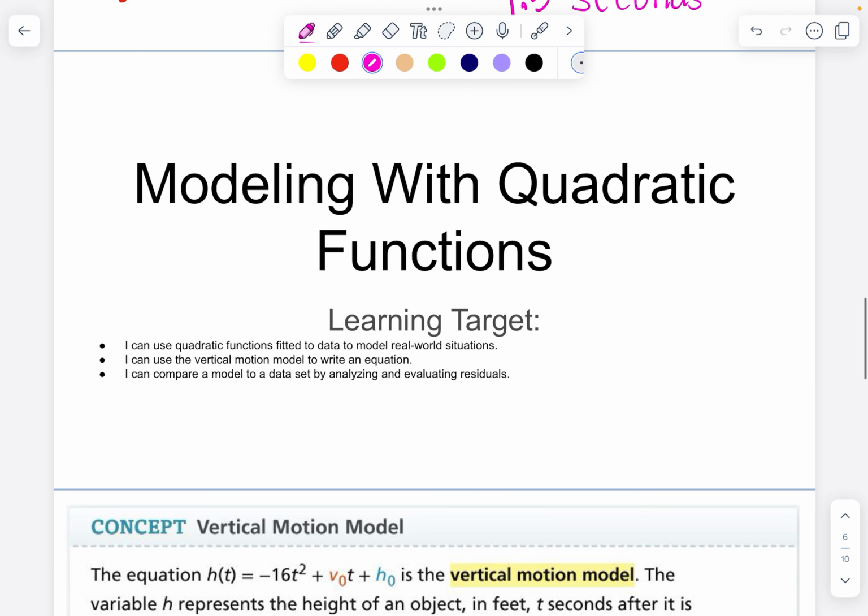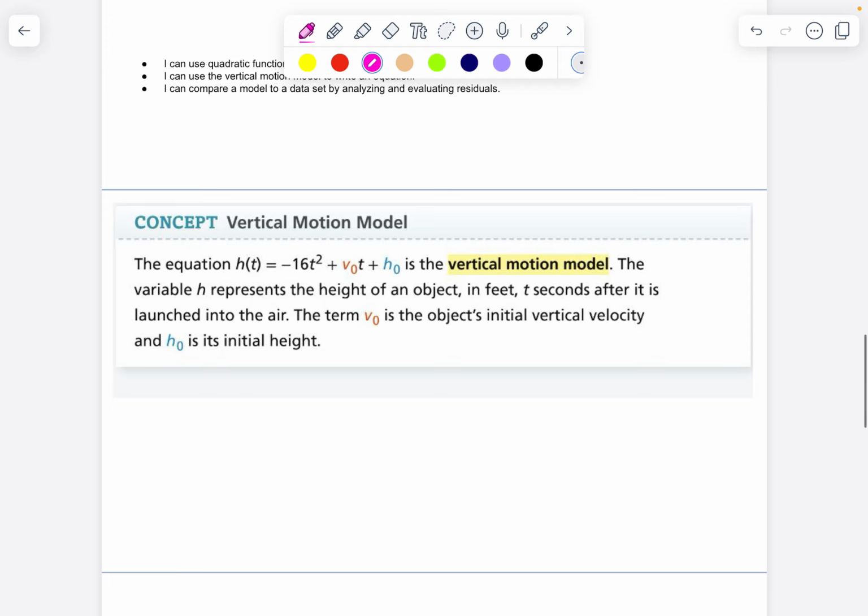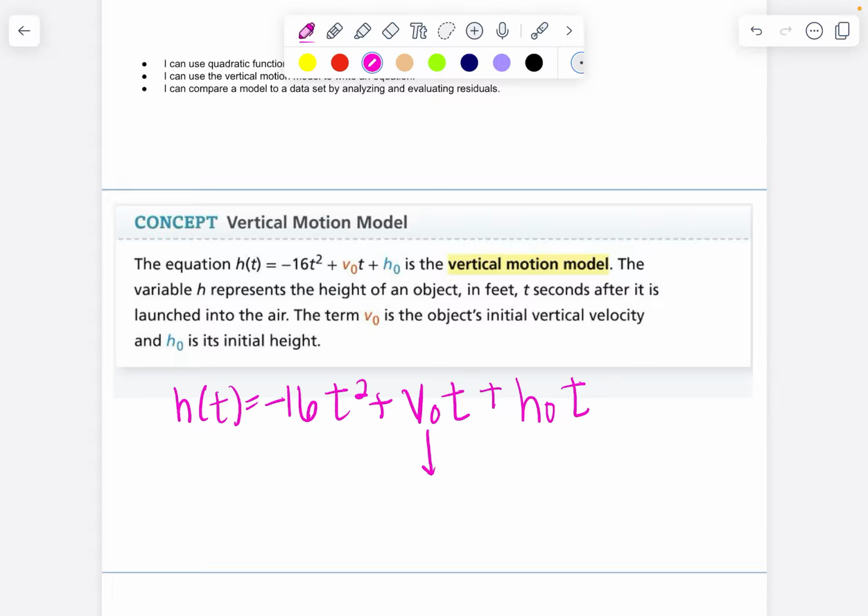All right, the second part here, we're going to be writing our own equations. So our equation that we need to know is h of t equals negative 16t squared plus v sub 0 times t plus h sub 0. You'll be plugging in for v sub 0. That's going to be our initial velocity. Initial just means starting. Velocity means speed, so the starting speed. H sub 0 is our initial height or starting height.